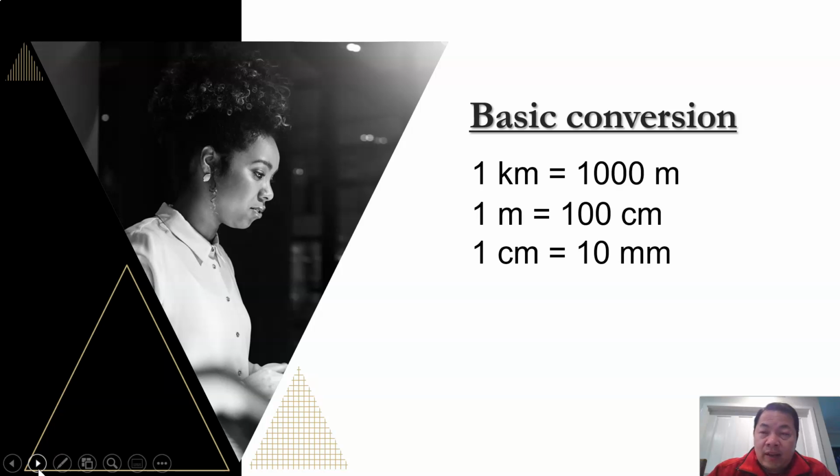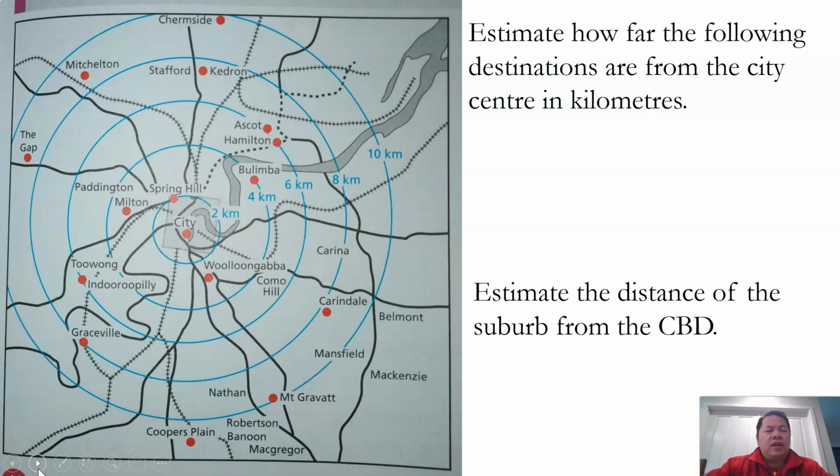It's not unlike mass. Everything involves 1000. To convert from kilometers to meters, you times 1000. But from meters to cm is times 100. Cm to mm is 10. So you have to memorize this. Okay, let's move on. There's a question on page 55 with a map like this.